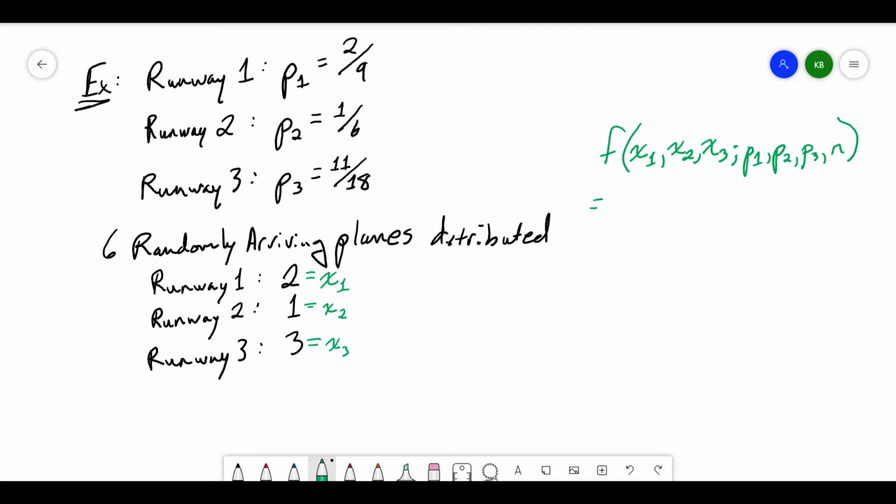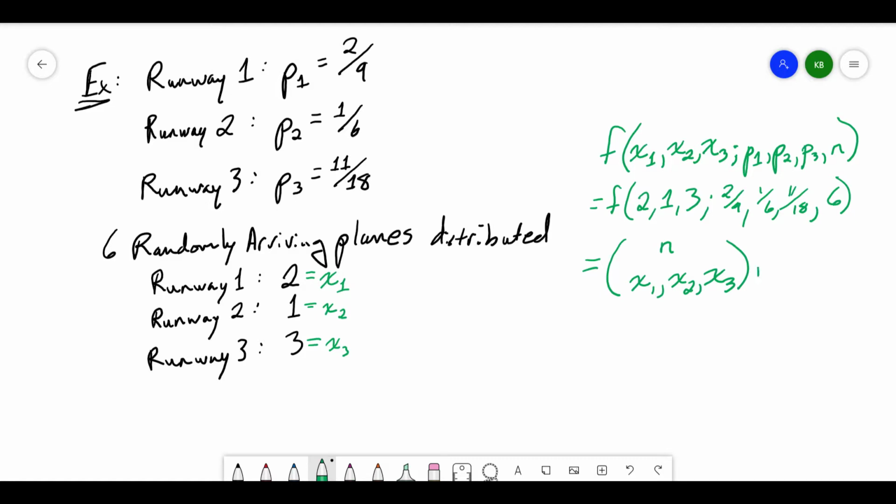So I can plug these things in. For me, x1 is 2, x2 is 1, x3 is 3, probability 1 was 2/9, probability 2 is 1/6, probability 3 is 11/18, and n is my total number of planes, so I add up my x1 to x3, and I have 6. So now I can follow the formula. That was n choose x1, x2, x3, times probability 1 to the x1, times probability 2 to the x2, times probability 3 to the x3.